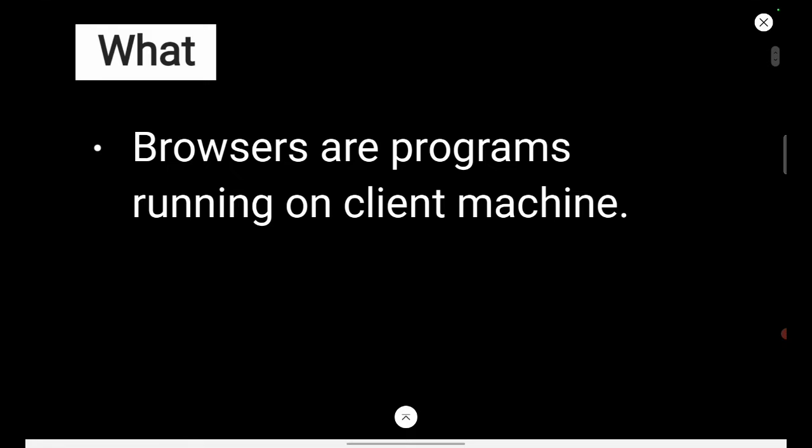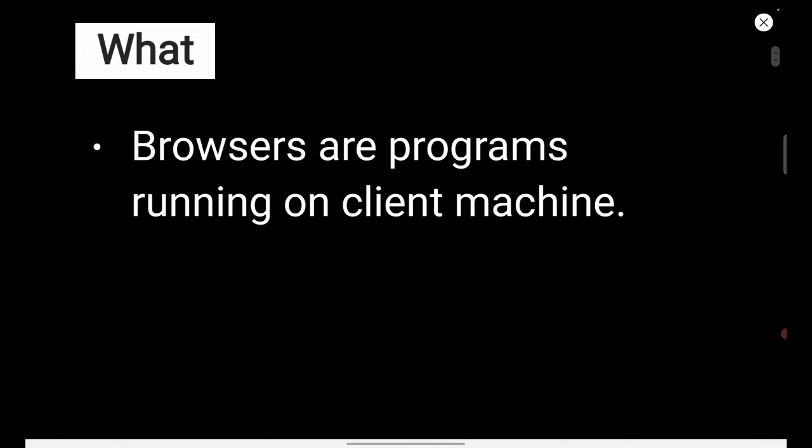So what is a web browser? A web browser is a program running on a client machine, meaning it's just a normal program. Client machine means a machine which we normally use. It can be a laptop or a computer. It's called a client machine because we are the client. We are the ones who are requesting and receiving things. That's why we are called the client machine. So browsers are a program running on our client machine.